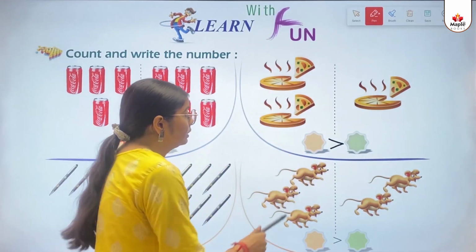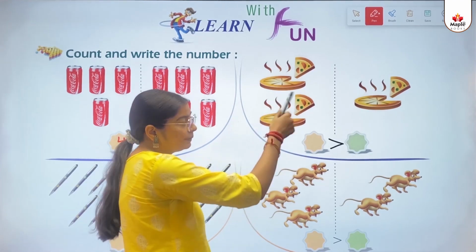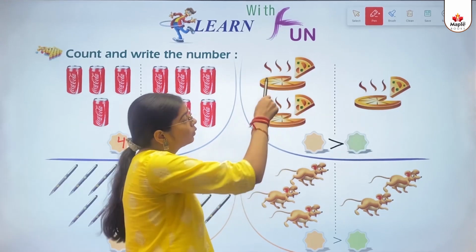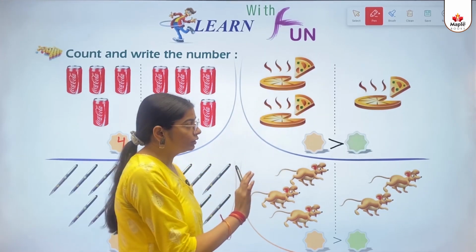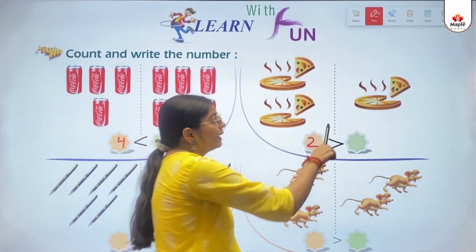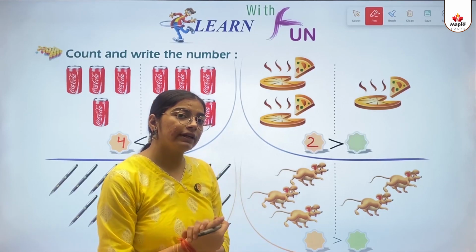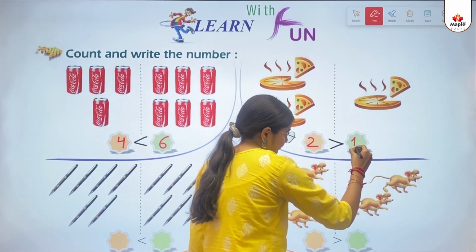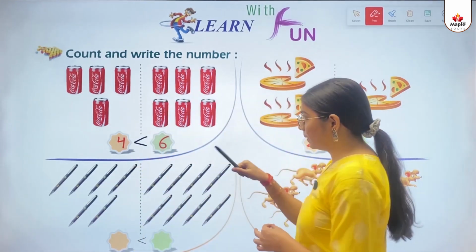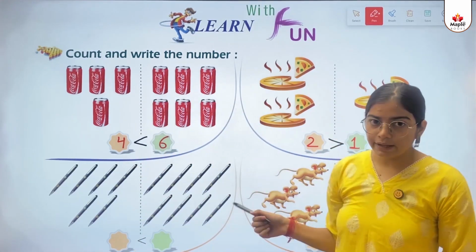Then, in this part of the question, you can see there are pizzas given here. So, we will see the first side. 1, 2. There are only 2 pizzas given. So, we will write 2. Then, in the other side, there is only 1 pizza given. So, we will write 1. So, kids, in both of these parts, we have counted and we have written the numbers.